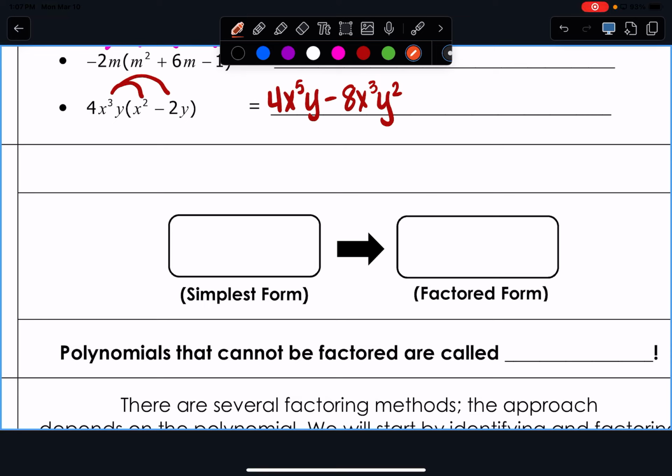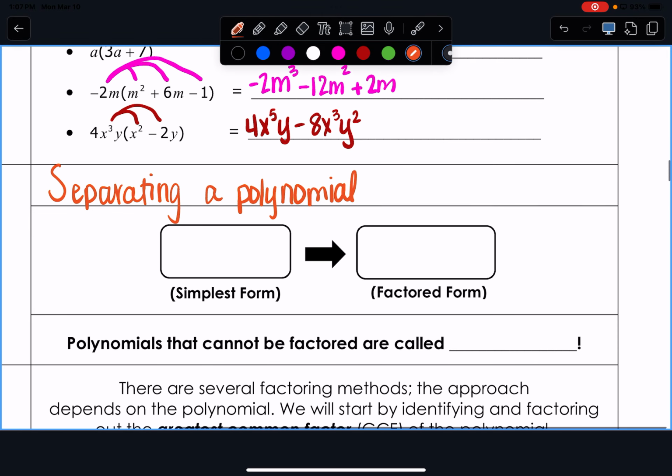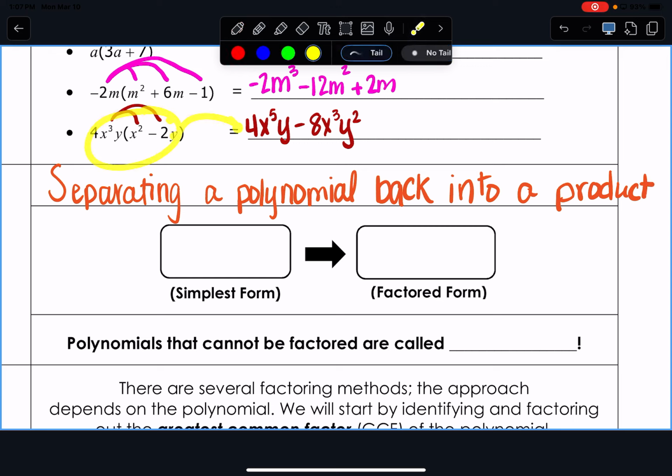We are going to say that factoring is separating a polynomial back into a product. And what does product mean? What operation does product say we have to do? Multiplication. So basically, instead of us going from here to here, we have to take it from here back to that product.